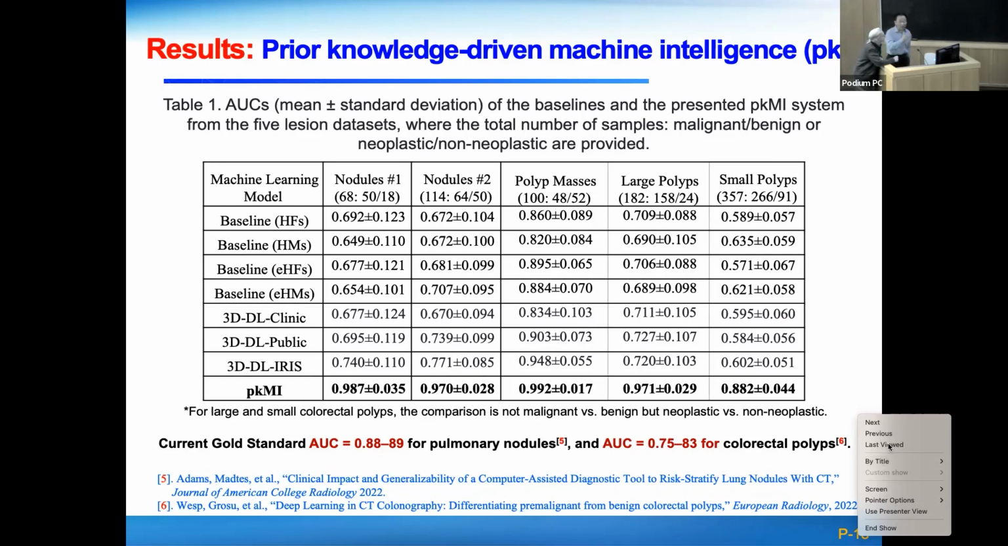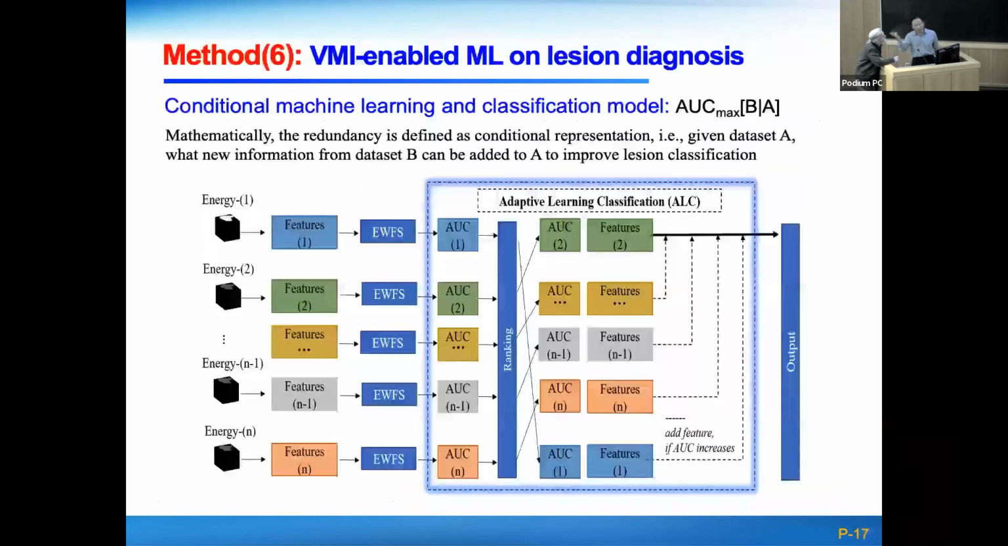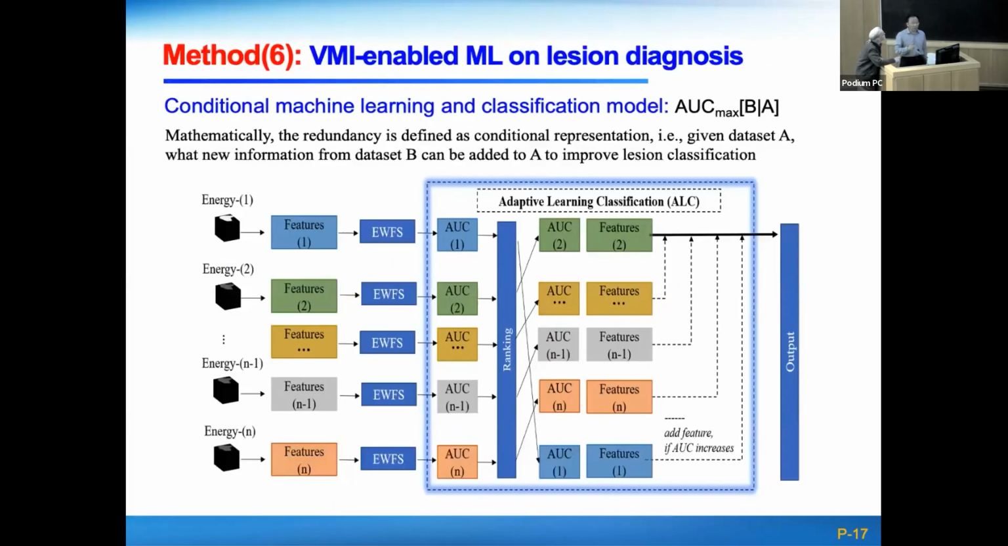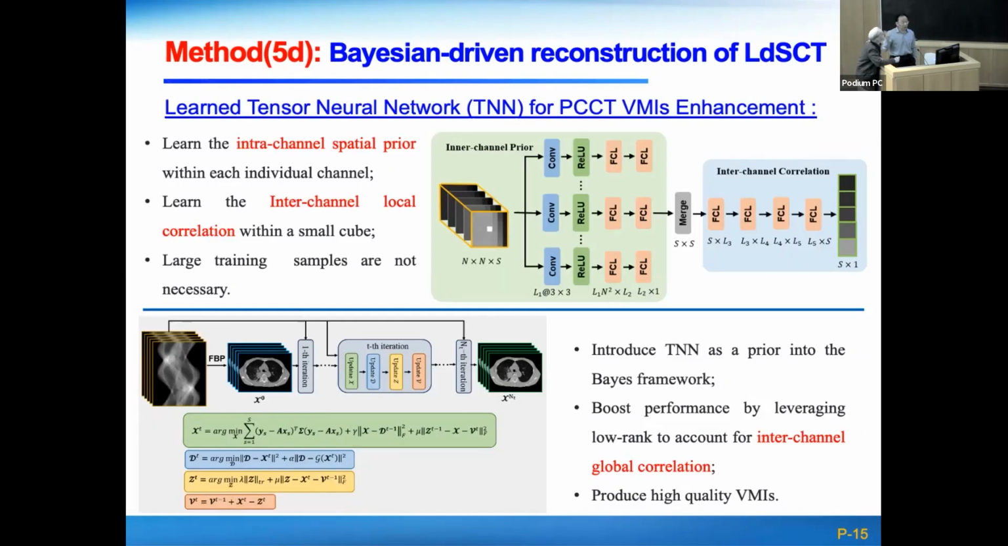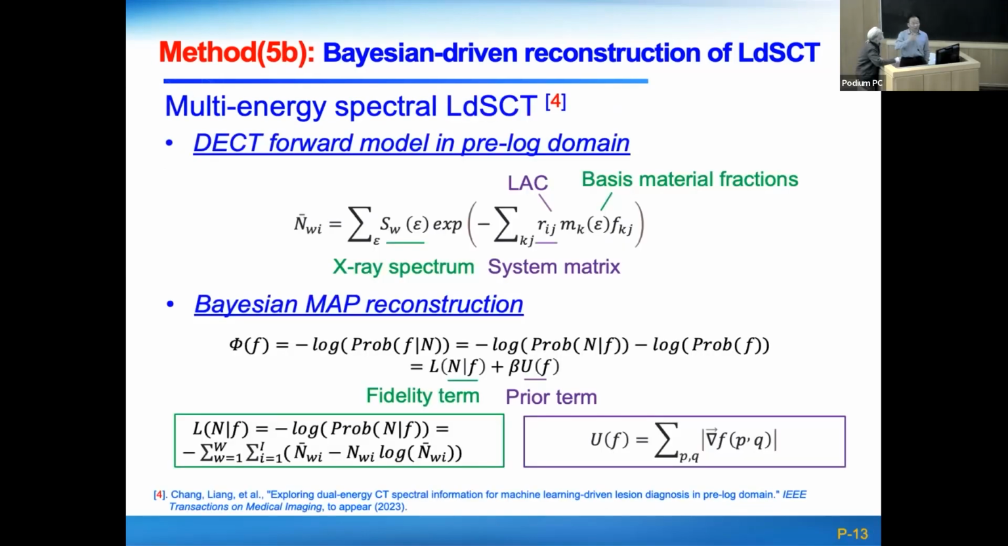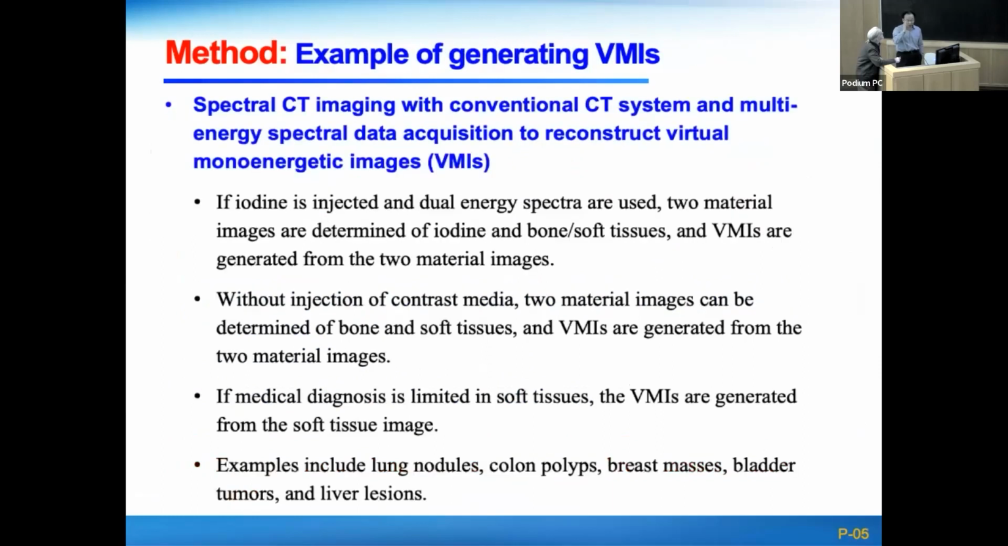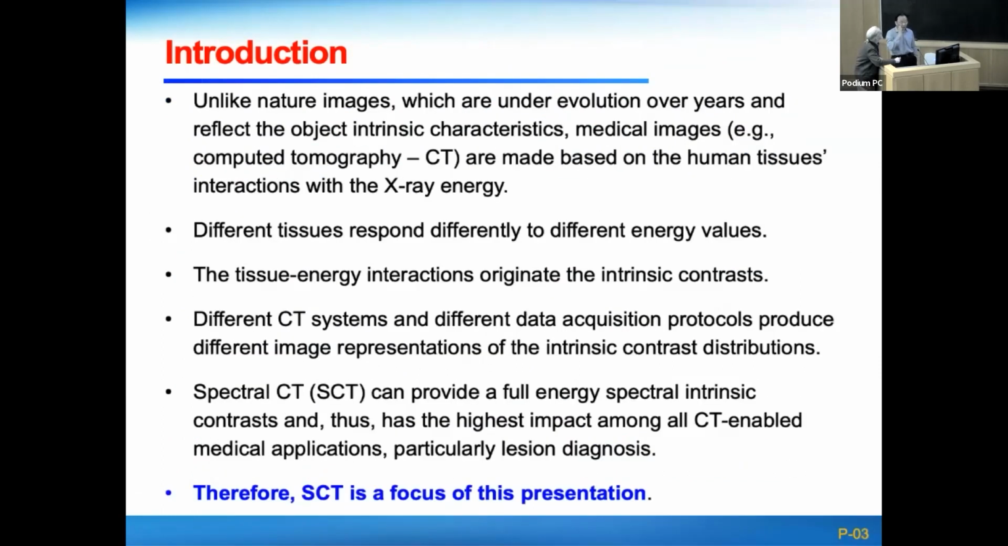Generating VMI, everyone knows how. Someone uses different methods. Now we can do it by single spectrum. You can use conventional CT, you can use photon counting, it doesn't matter. Once you get VMI, that's the key point. Each VMI reflects the contrast for that energy as physics.